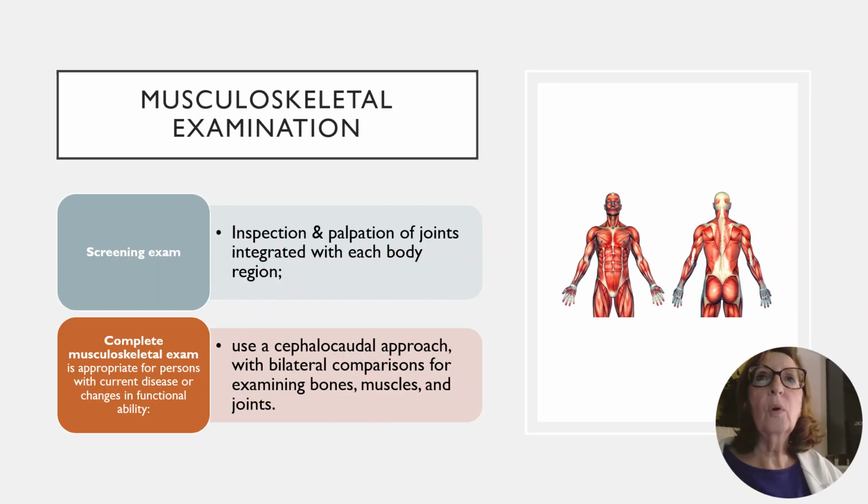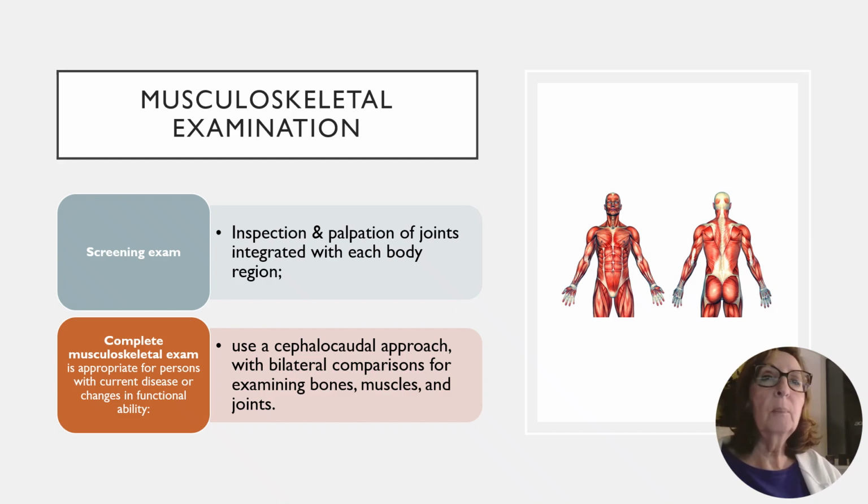When we start to do our musculoskeletal exam, you're going to do your screening exam. This is your inspection and palpation of the joints. You're going to do this just like you do the skin, basically. As you're looking at the chest, the neck, the arms and legs, you're going to be assessing the joints in that area. So that's your screening exam.